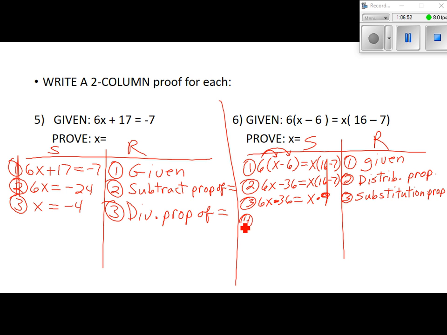What next? If that confuses you to have x times 9, then change it to 9x, that's fine. Now what are we going to do? Move the 6x over. What's that leave us with on the left side? Negative 36. Subtract 6x on both sides. What do we have on the right side? 3x. What do we use there?